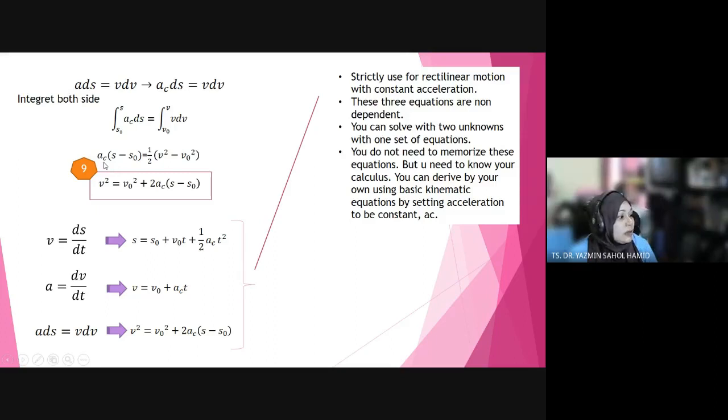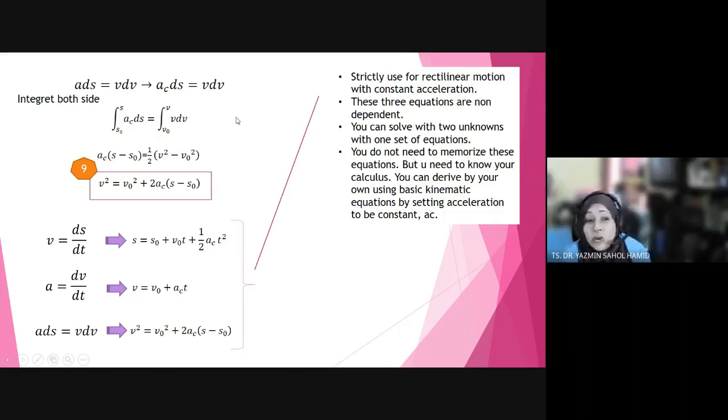Because acceleration is constant, we can put the integration outside. So it becomes a_c times the bracket s minus s naught. Then we integrate the velocity. We will get 1 over 2 in bracket v squared minus v naught squared, then close bracket.